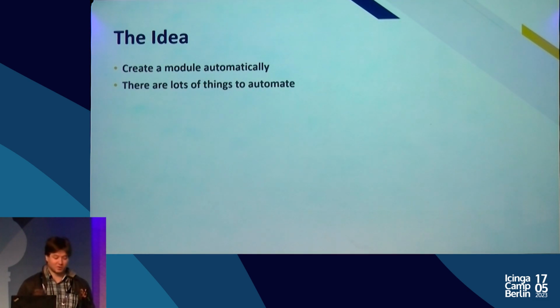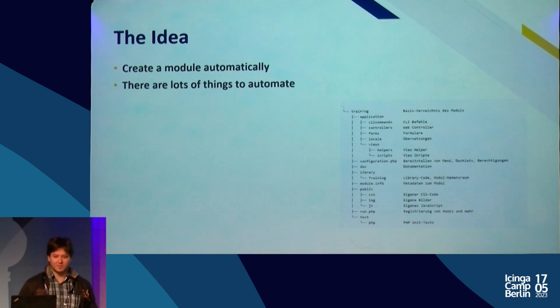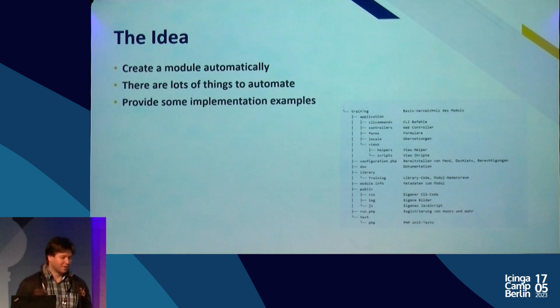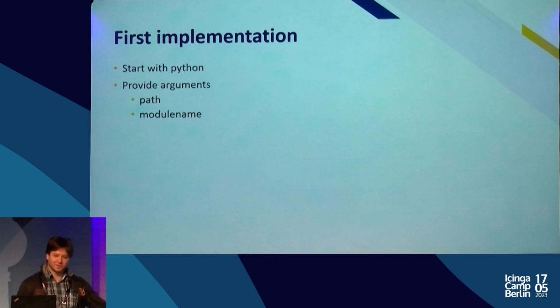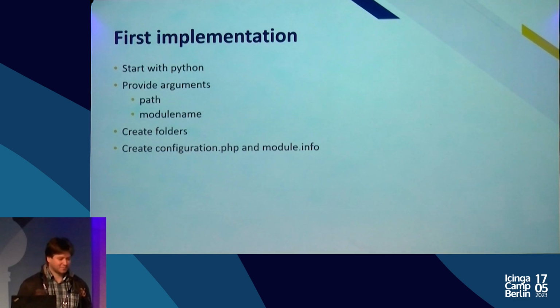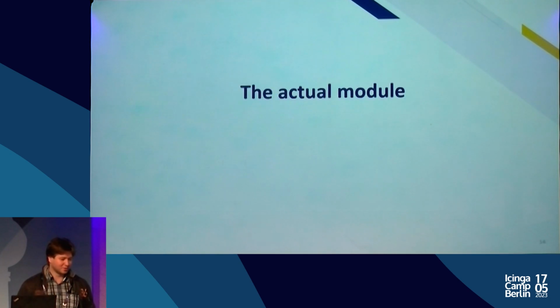There are a lot of things to automate. This is from the training module, and you have a lot of folders and standard PHP files. You can create them all by hand, or use this module later. The other idea is to provide some implementation examples. The first implementation was with Python, and it was just the folder structure and the basic PHP files. It's okay, but I was still unsatisfied because there was more to do.